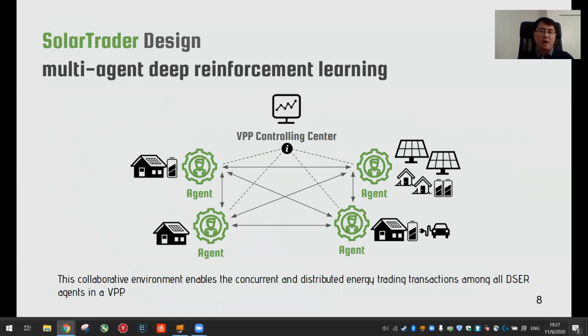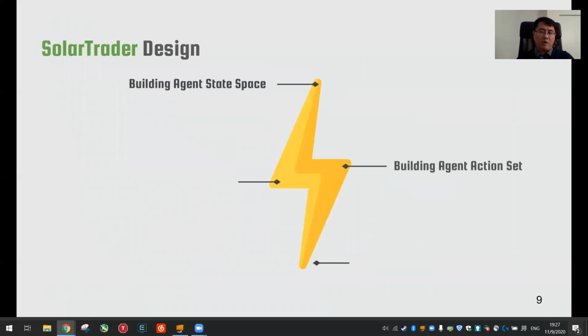In particular, our design of SolarTrader leverages a multi-agent deep reinforcement learning process. For example, as shown in this graph, different DSER users can be abstracted as agents. Our idea is that the collaborative environment can enable concurrent and distributed energy trading among all the agents in a VPP. We have 4 steps to build our system. I will walk through each step in the following slides.